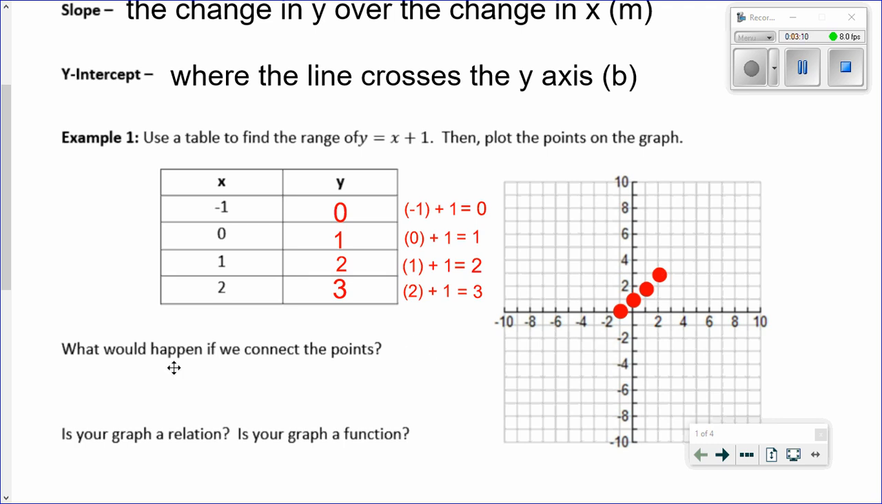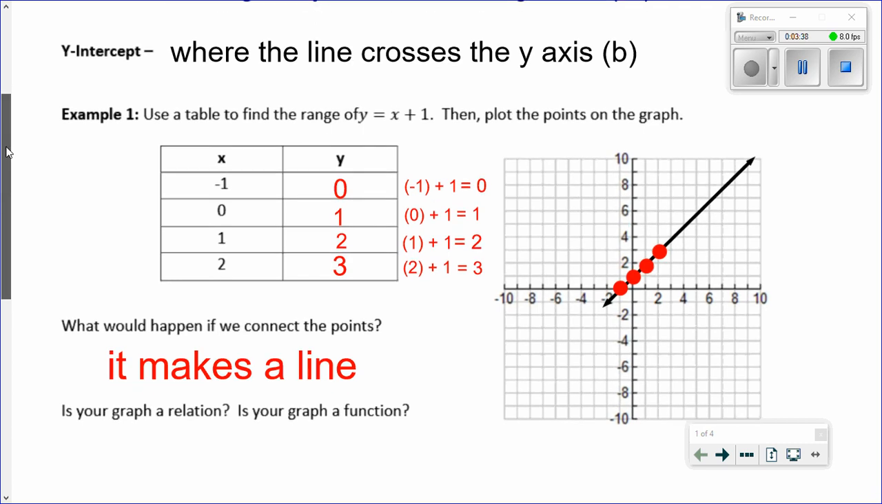Now, what would happen if we connected the points? If I connect these dots, it actually creates a line. So I'm going to draw a line through those points. So it creates a line. These kinds of equations will always make a line. So when you have an equation, you can connect the dots.